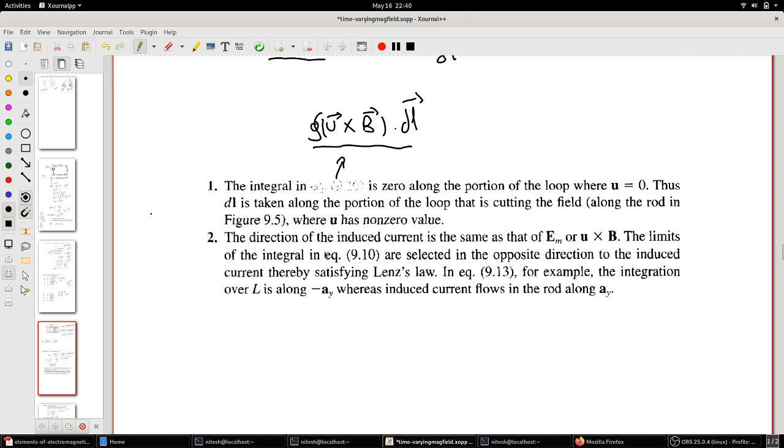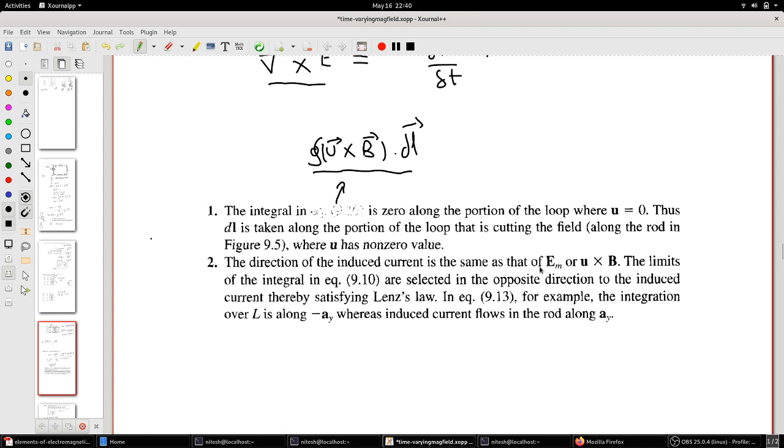The direction of the induced current is the same as that of EMF, u cross B. So this is the second thing: the direction of the current is always in the direction of u cross B, and it's the same as the EMF. The limits of the integral are selected in the opposite direction of the induced current, thereby satisfying Lenz's law.